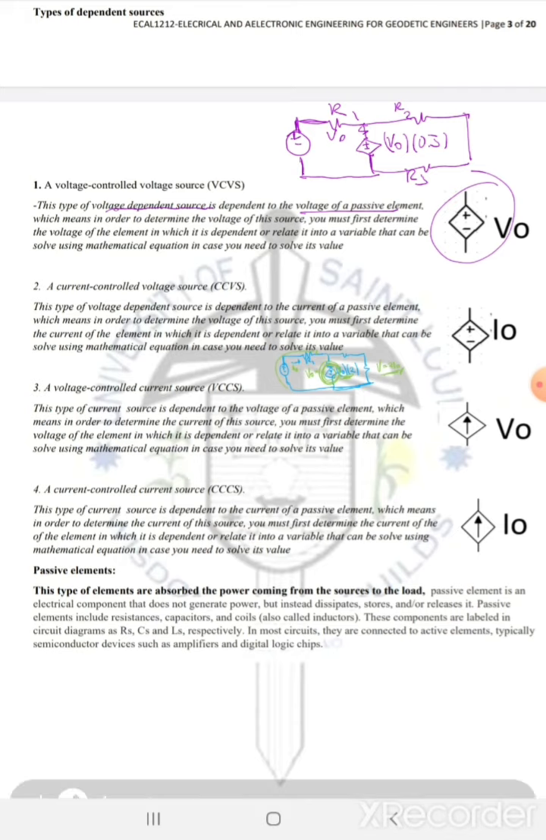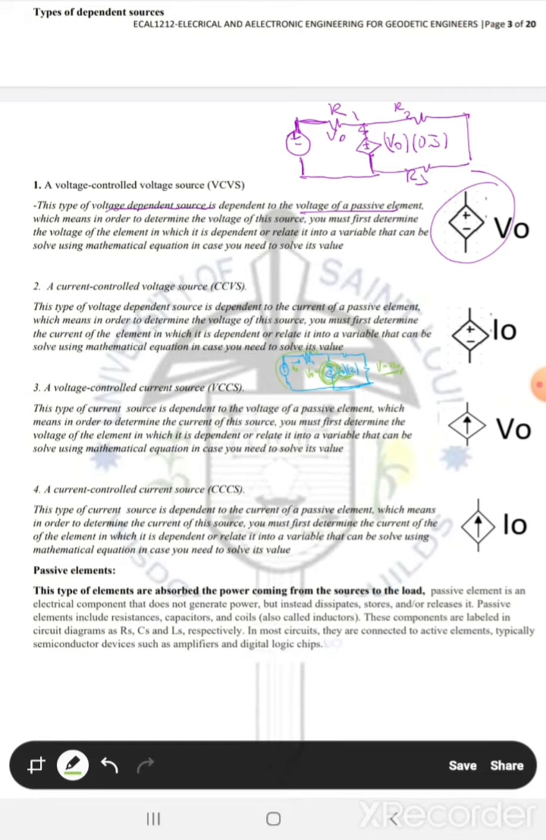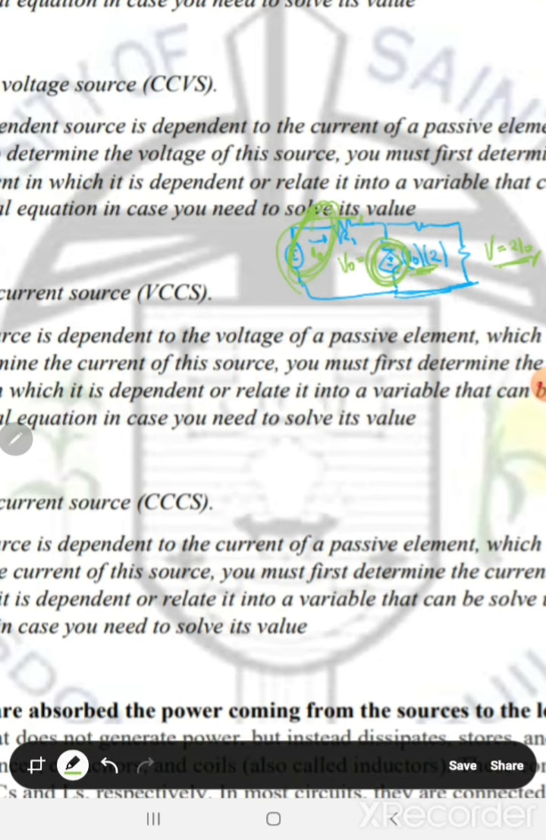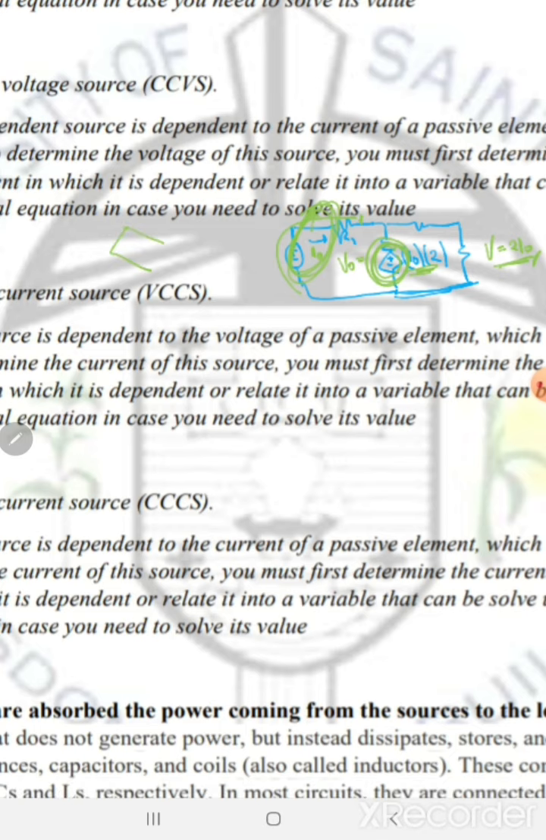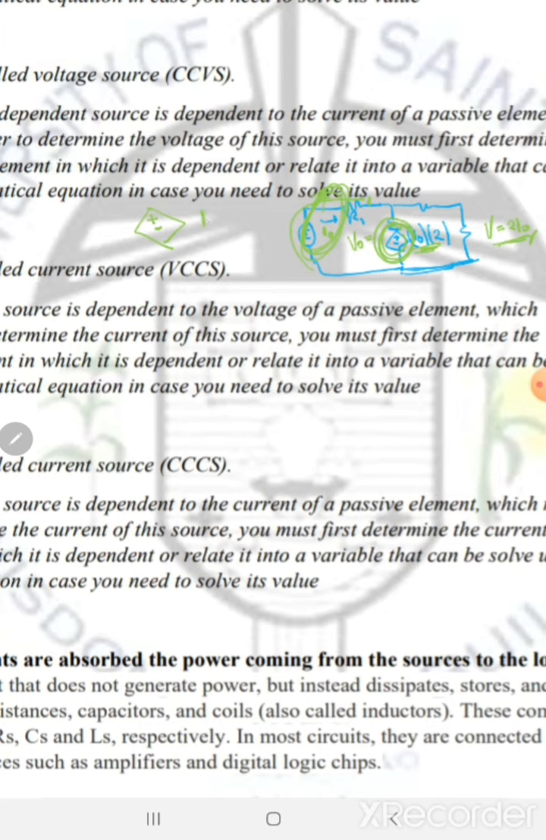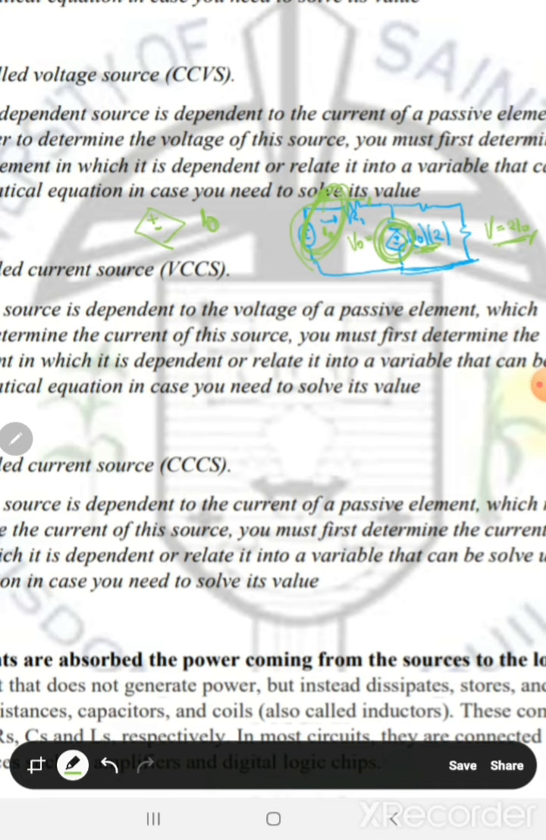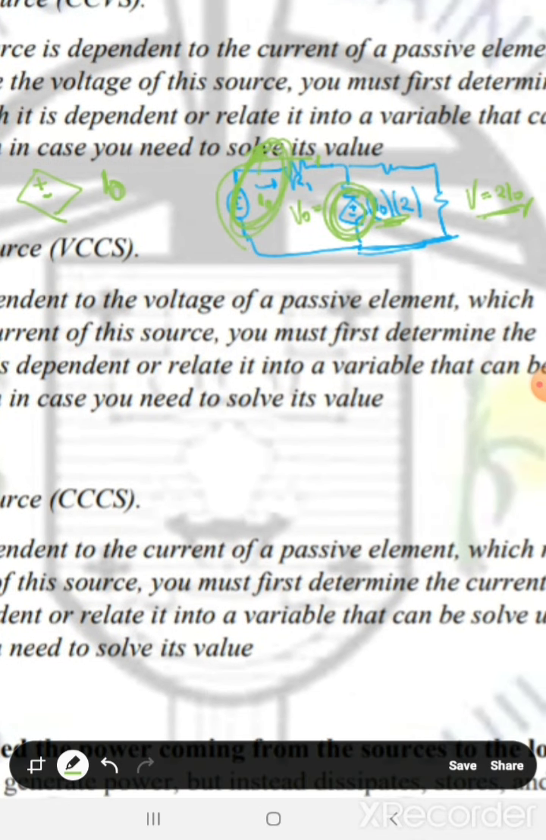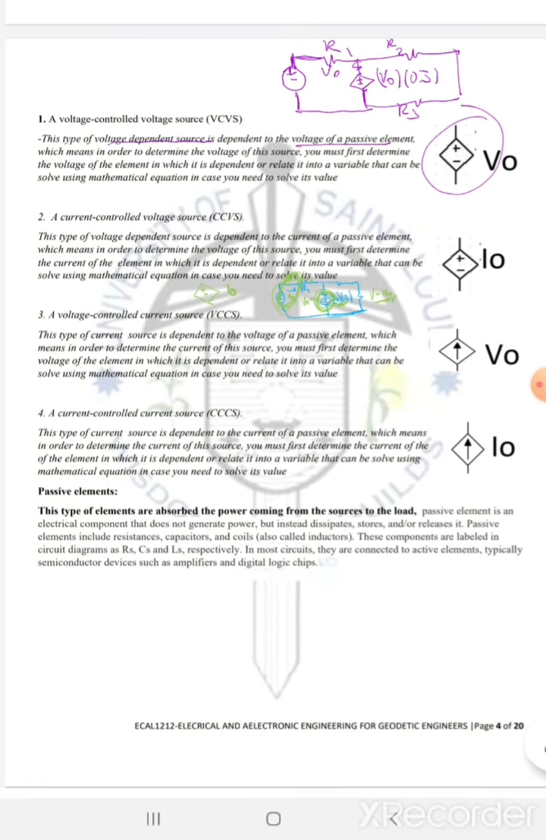So, from the name itself, a current controlled, kinokontrol siya ng current, kahit saan yung current ko actually, and then your voltage source, current controlled voltage source. So, diamond siya, voltage source, but is controlled by current, as let's say IO. Okay? Current controlled voltage source. So whatever value of your current will control the value of your VO.